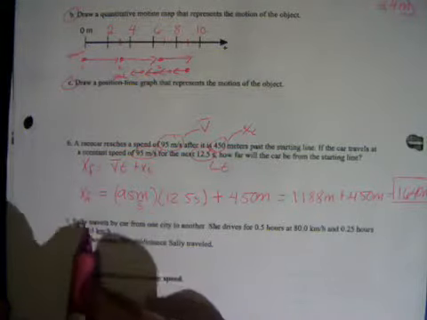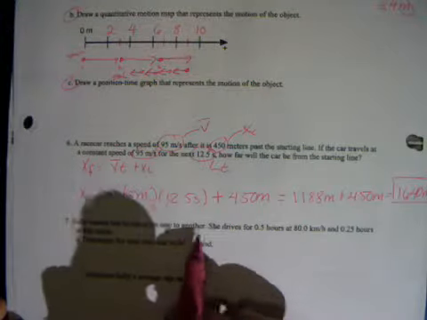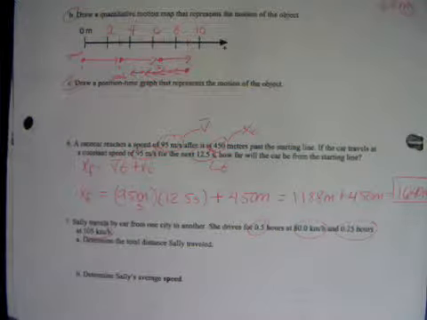So it says Sally travels by car from one city to another. She drives for 0.5 hours, half an hour, at 80 kilometers per hour, and a quarter of an hour, 0.25 hours, at 105 kilometers per hour. Okay? So the total distance, really, that's just the sum of what we're trying to figure out.